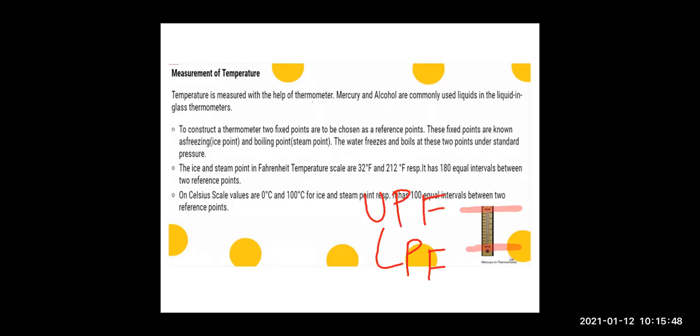After you fix them, you can divide this much distance into an equal number of divisions and then mark them, right? So to construct a thermometer, you require two fixed points, which are known as reference points. The lower fixed point is the ice point, the temperature at which water freezes, and the upper fixed point is the steam point or the boiling point, the temperature at which water boils. These are all under fixed pressure, meaning standard pressure, right?